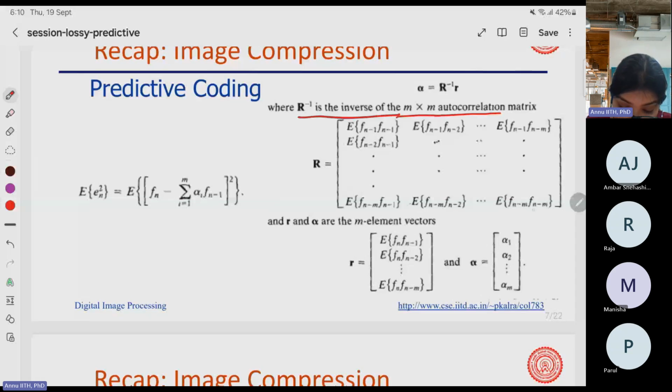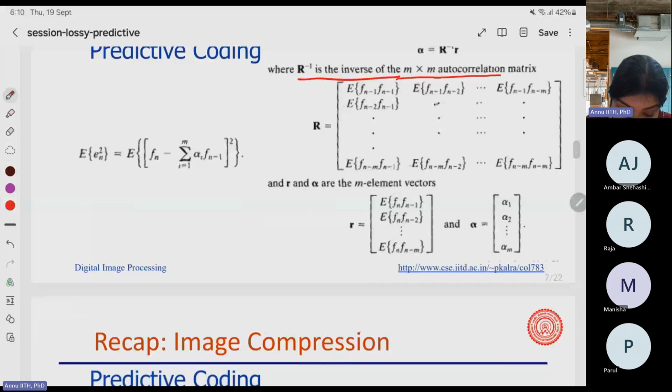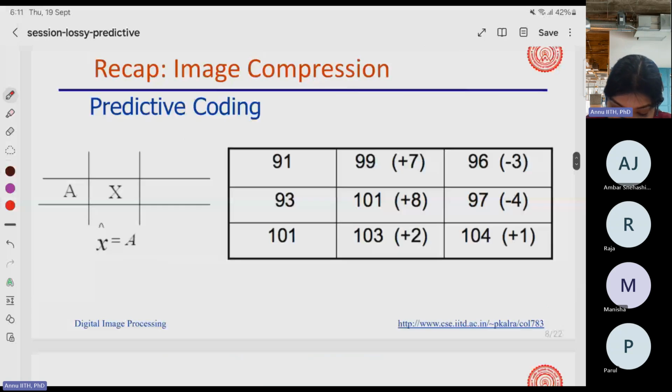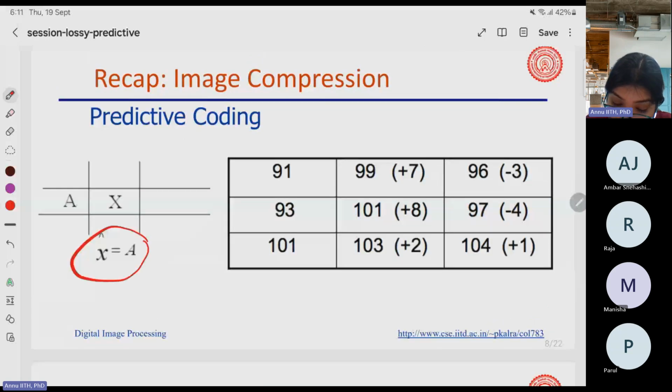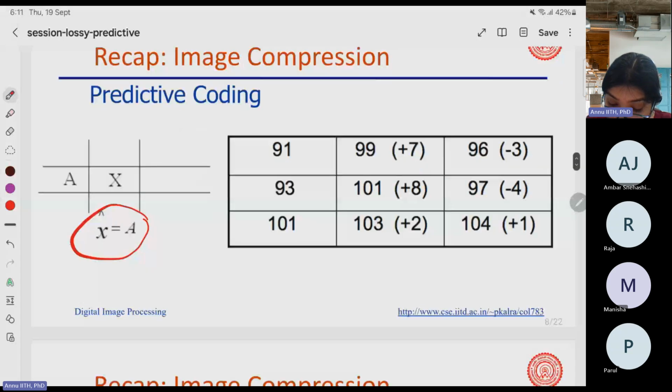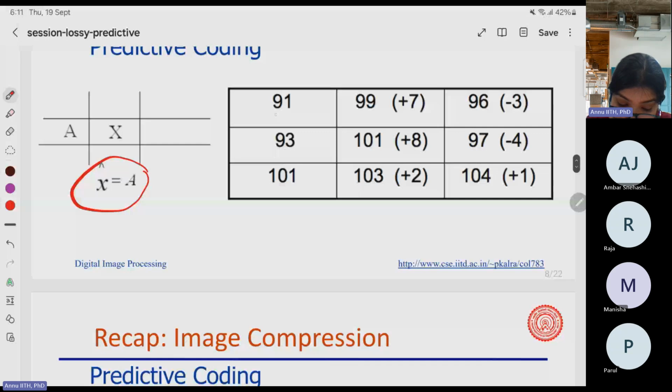Okay. Now, suppose we have this X cap. So X cap can be calculated as A cap, where we have 91, 99, 96 as plus 4, plus 8, 4, 103 as plus 2, 104 as plus 1. This is what it is about predictive coding.